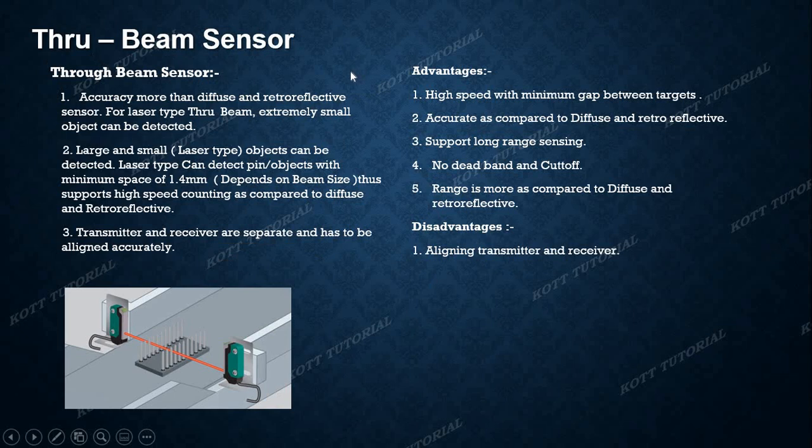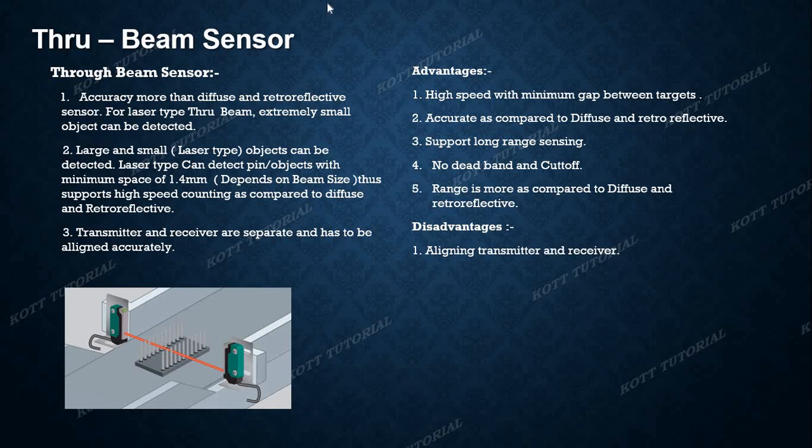Through beam sensor. See, the through beam sensors are more accurate than the diffuse type and the retroreflective sensor. In short, among these different modes, through beam is the most accurate, but it also has some other drawbacks which we will learn about. For laser type through beam, it can detect extremely small objects like a needle, even at a very large distance, say 2 meters, 3 meters, and it can still detect.